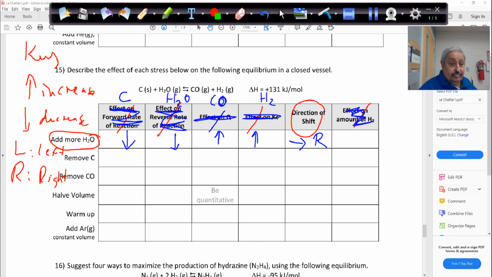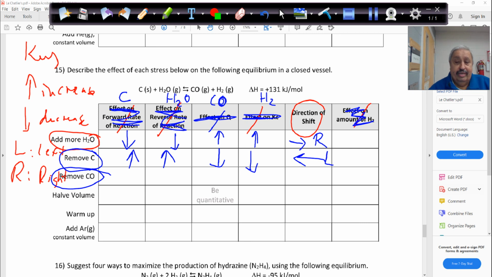Okay, guys. If you remove carbon, what will happen? The shift will be which way? To the left. To the left means the products will decrease and the reactants will increase. What will happen if you remove CO? If you remove CO from the right, the shift will be to the right. That's correct. What does it mean to the right? The products are up, more, and the reactants will be less.